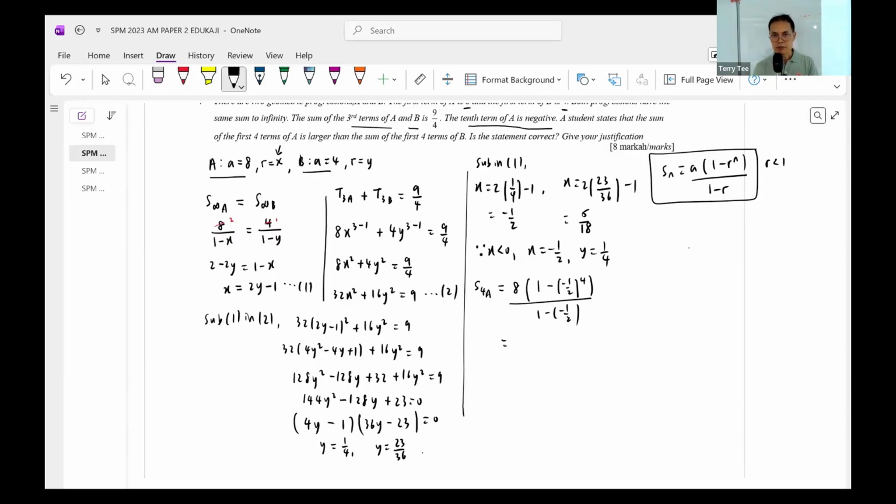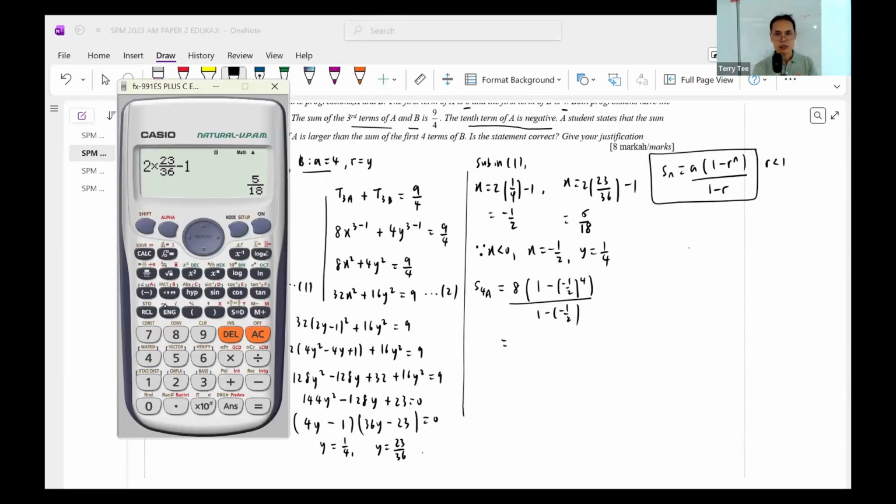Okay, calculator. Type in 8, 1 minus negative 1 over 4, close bracket power 4. All right, then you divide by 1 minus negative 1 over... 1 over 2, sorry. This is your x, 1 over 2. Your y is 1 over 4. Sorry, let me change this to 1 over 2. Okay, so this will give us 5.